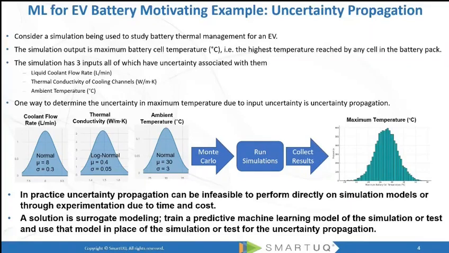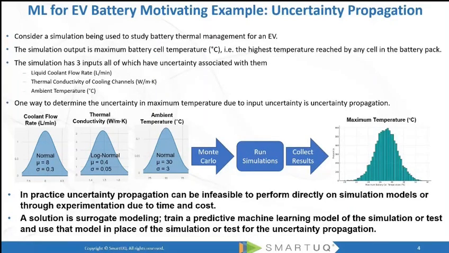So now, of course, in the real world, all those inputs are going to be subject to some uncertainty. So it could be of large interest to us to understand the uncertainty in the output of that simulation, the maximum battery temperature that results from the uncertainty in those different inputs that's going to be present in the real world case. And we can do something like that with a technique called uncertainty propagation.